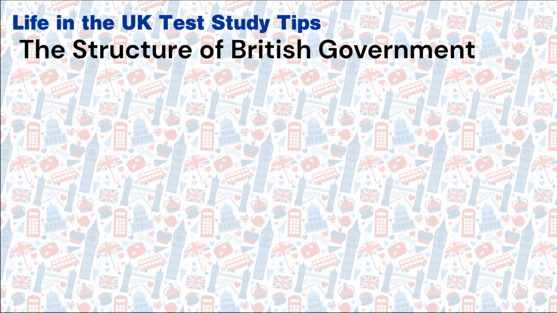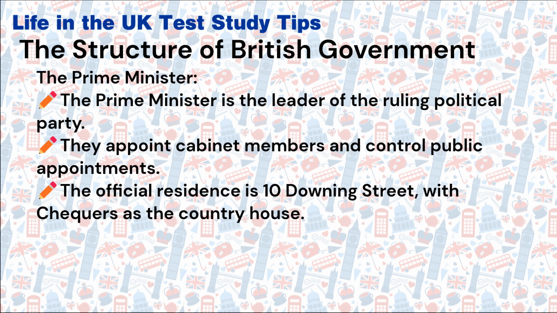The structure of British government. The Prime Minister. The Prime Minister is the leader of the ruling political party. They appoint cabinet members and control public appointments. The official residence is 10 Downing Street, with Chequers as the country house.